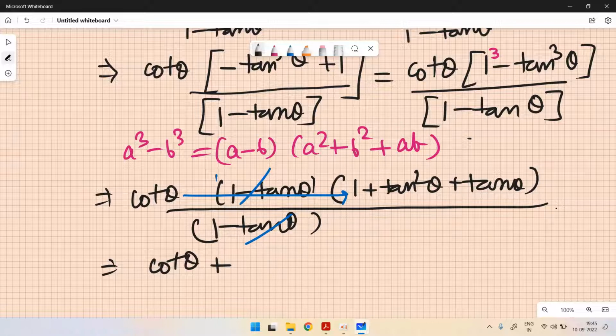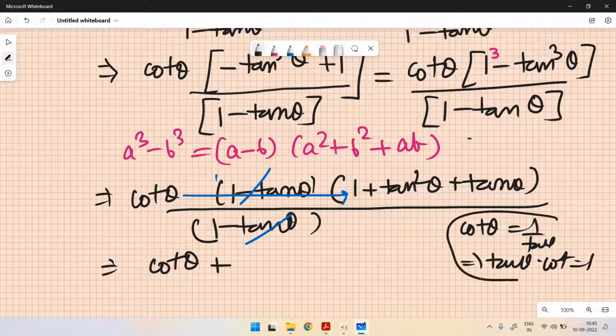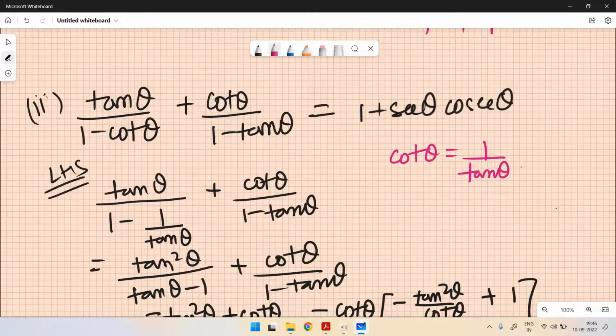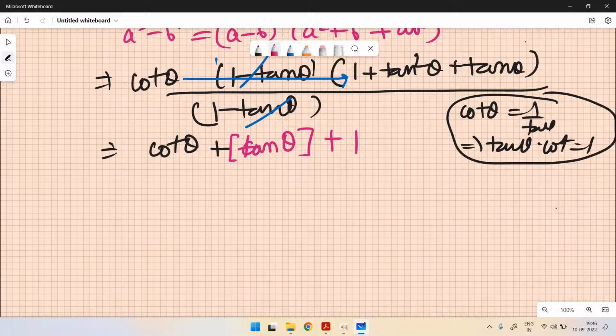So this cot theta and tan theta: you know that cot theta equals 1 by tan theta, which implies that tan theta into cot theta equals 1. Now I'm multiplying cot theta and tan theta, so I will be cancelling one out directly. Because cot theta into tan square theta, 1 cot theta and 1 tan theta will make it 1, and only tan theta will remain. So this cot theta plus tan theta is 1. Now what is given in the question is this equal to 1 plus secant theta cosecant theta.